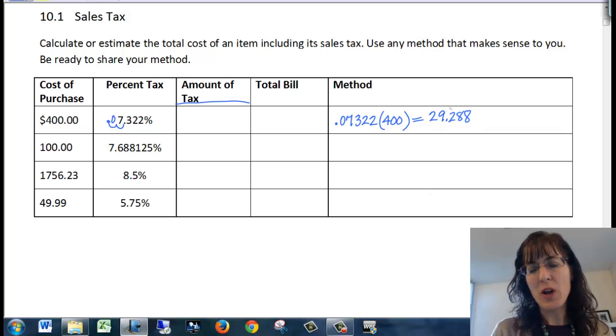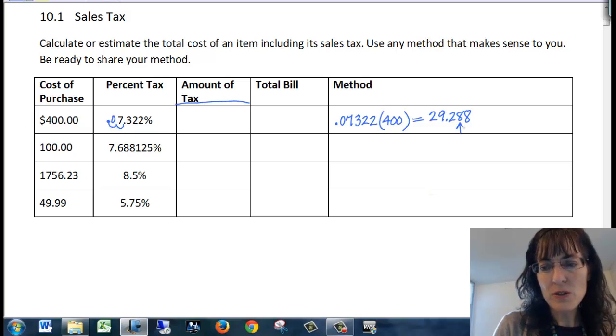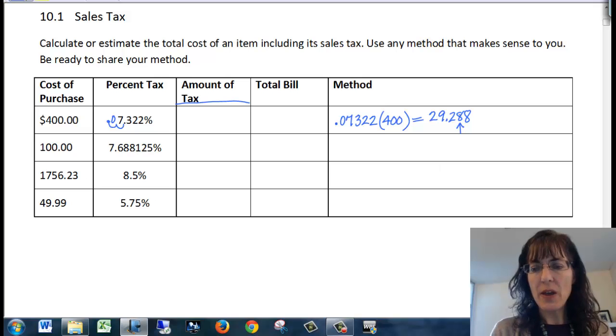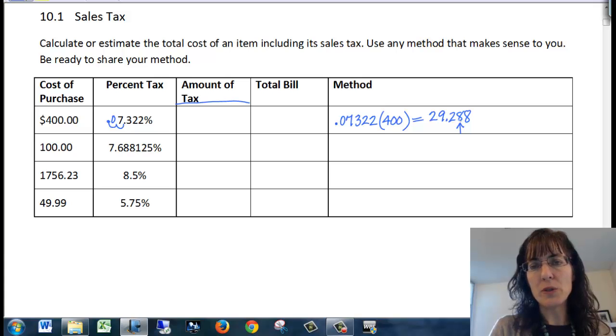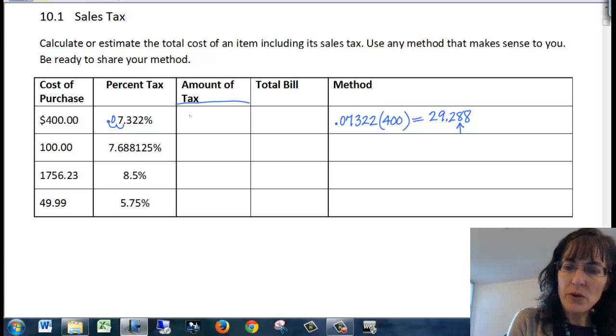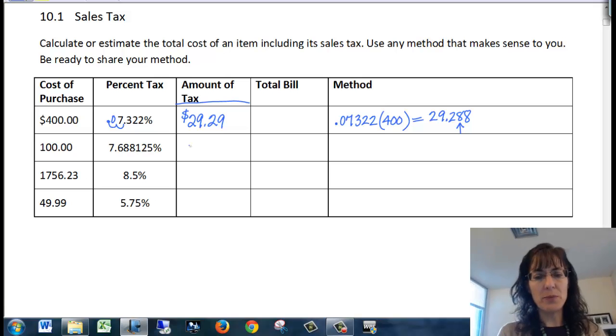Now, I know when I go to the store, they don't charge me past the number of cents that I purchase, so I will need to round this to the number of cents, and because my next digit is an 8, that's 5 or greater, I will need to bump up the 8 that my arrow was pointing to, and so the amount of the tax will be $29.29. And that's an exact figure.